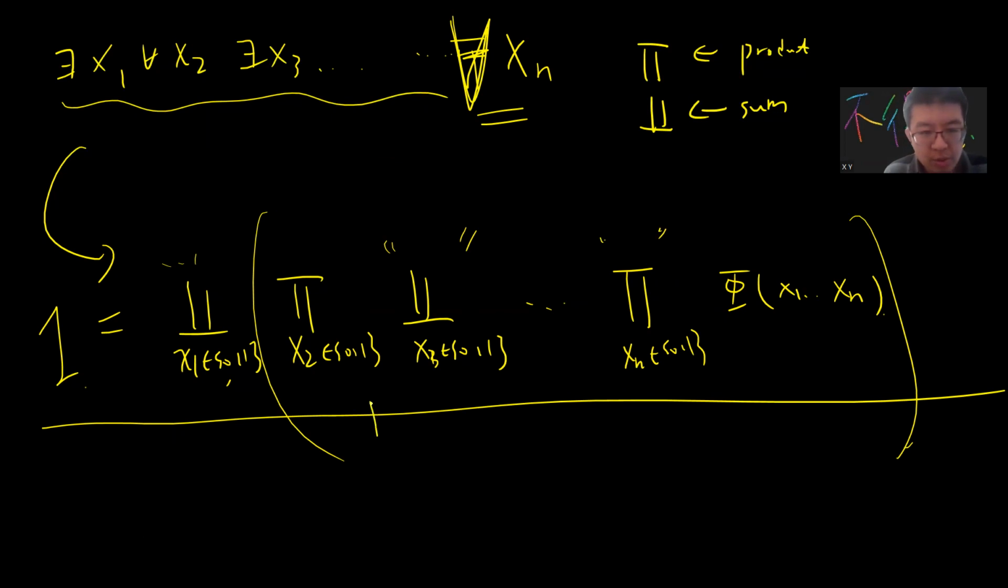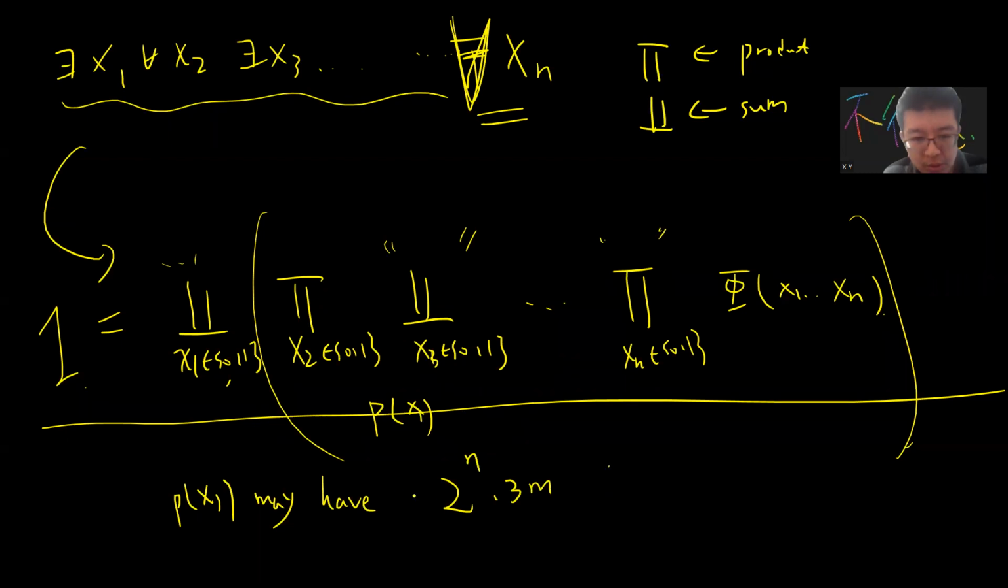So this polynomial, let's say this P of x1, may have degree 2 to the n times 3n. Because every time you have a product, your degree will multiply by 2. So you have 2 to the n times 3n. Now the problem is that Merlin cannot just write down all these numbers to Arthur, because Arthur is the polynomial-time guy. Arthur doesn't have enough time to read this P.